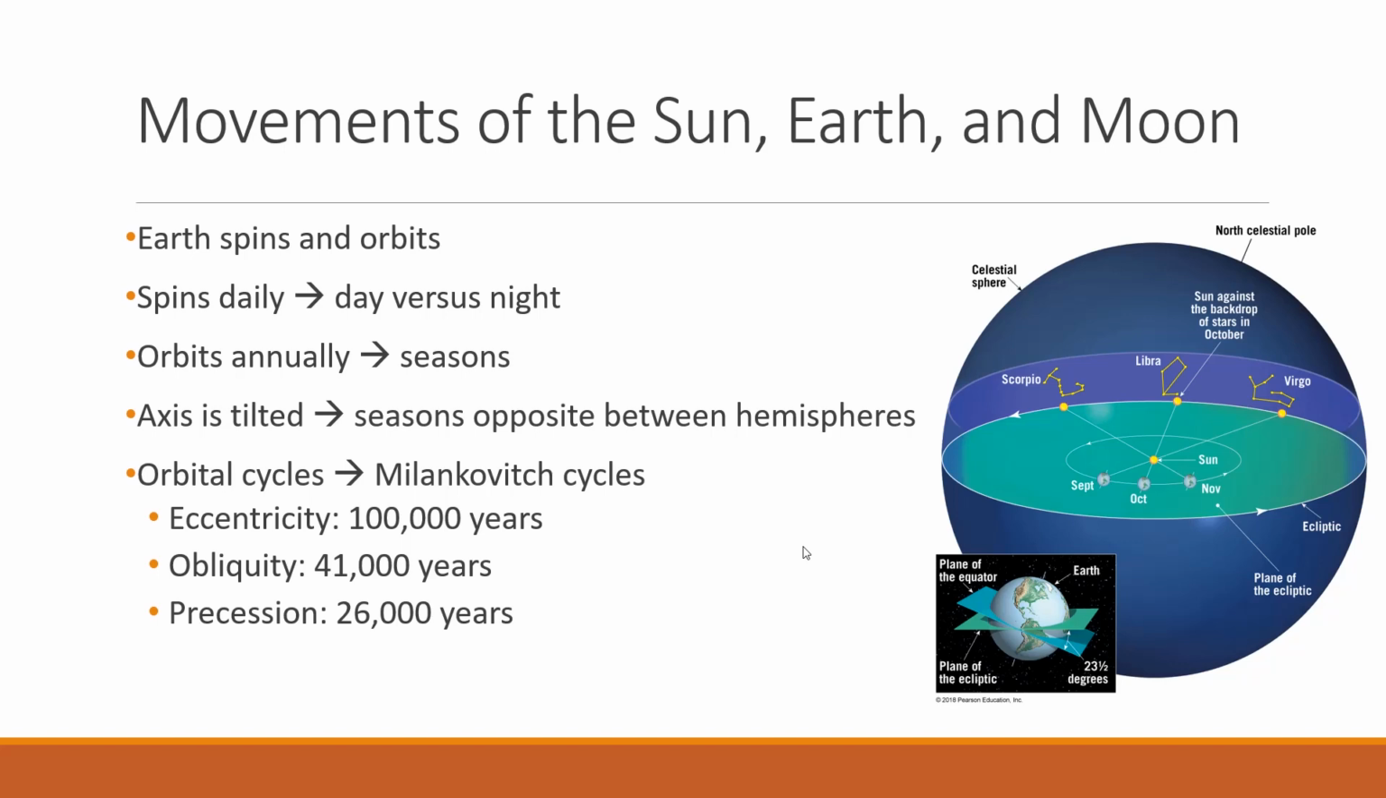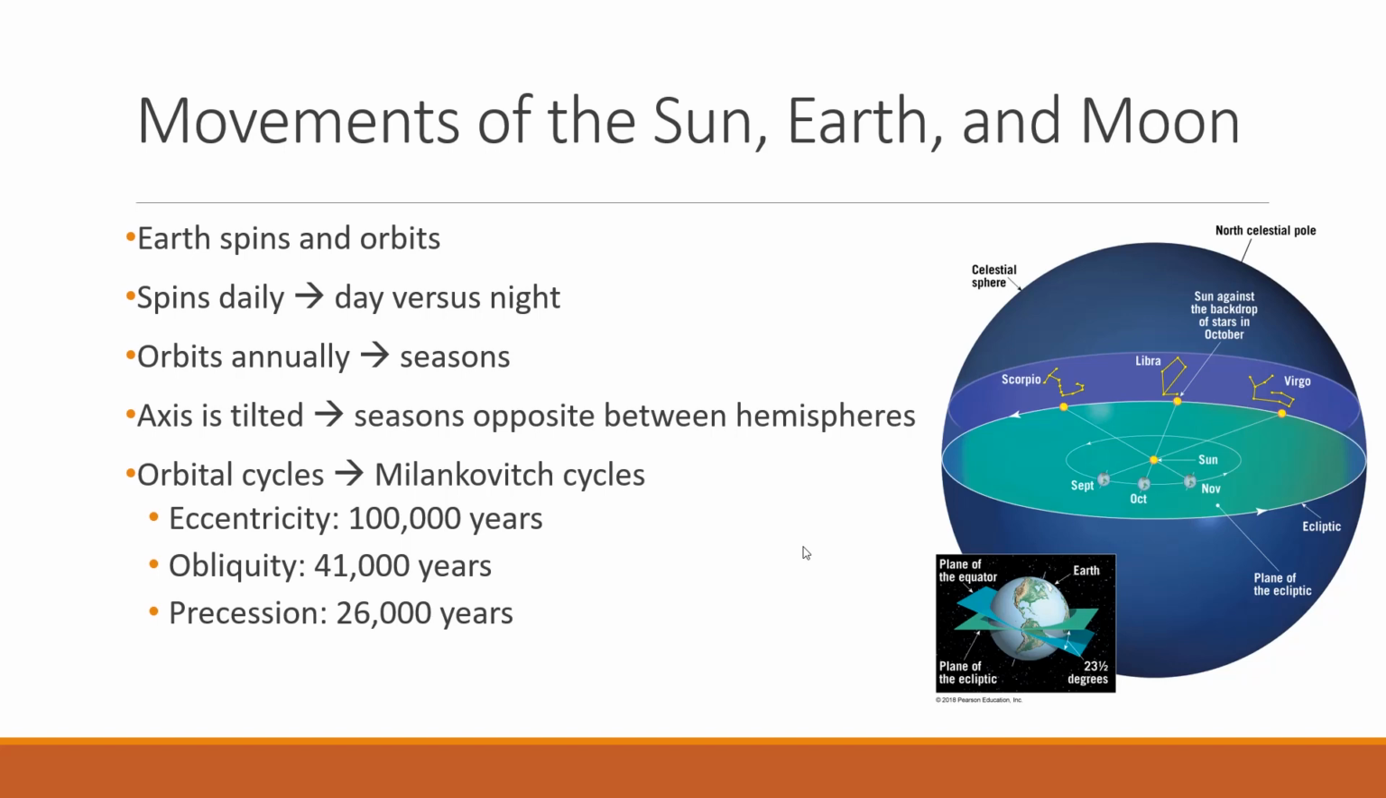Obliquity is the tilt of the axis. It's on a period of about 41,000 years. We're currently at 23.5 degrees, but we might be slightly less or slightly more than that. And then precession is the wobble in the axis. That's on the order of about 26,000 years.